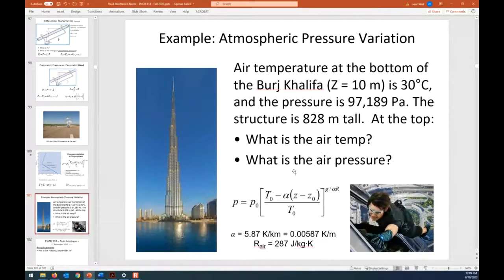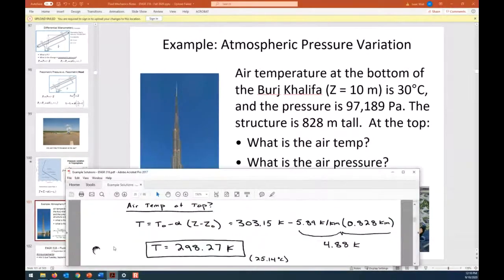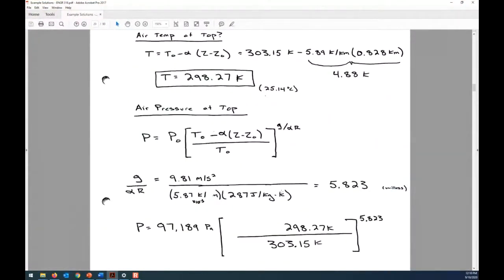And so that temperature is the numerator. And so the pressure aloft is going to be what we just calculated, 298 Kelvin in the numerator. In the denominator, it would be our original temperature of 303 Kelvin. So 298.27 divided by 303, that's on the inside. And then this g divided by alpha times R. I just decided let's find the result of that exponent.